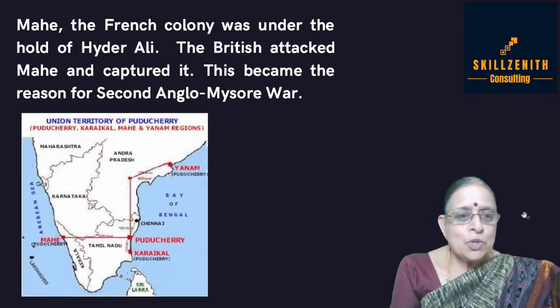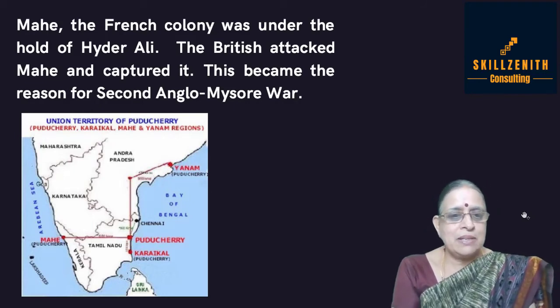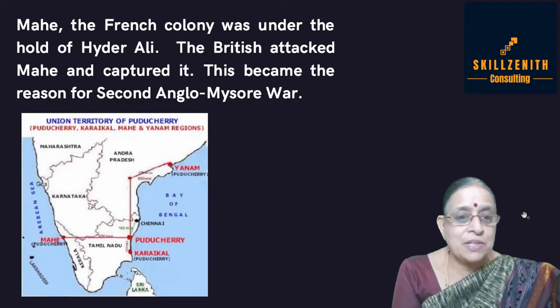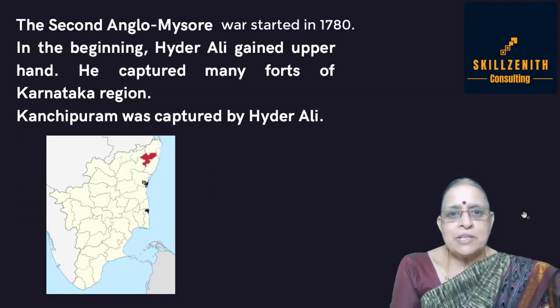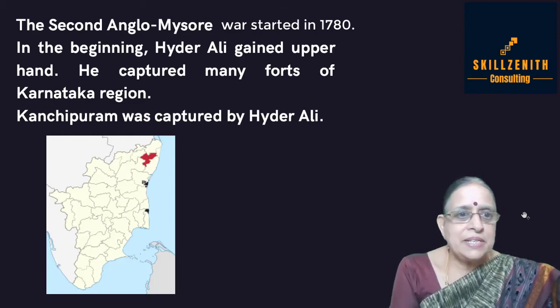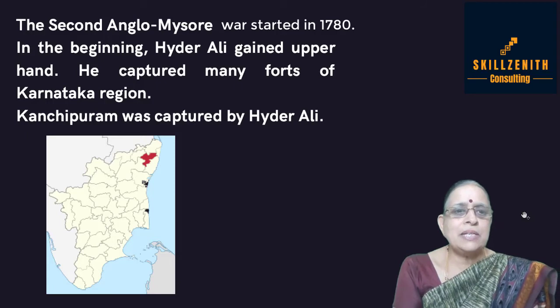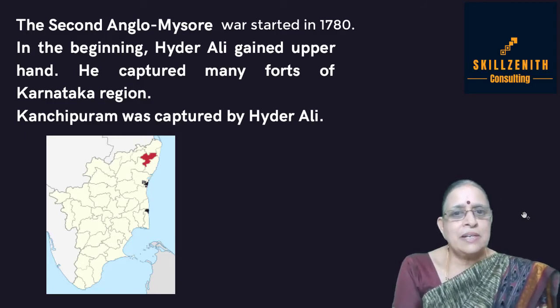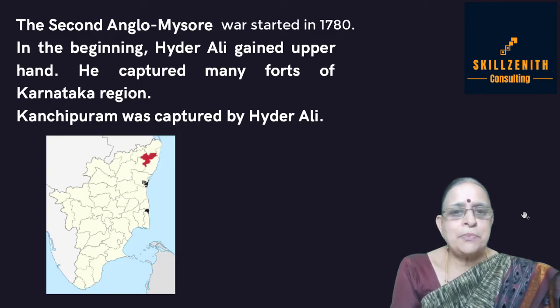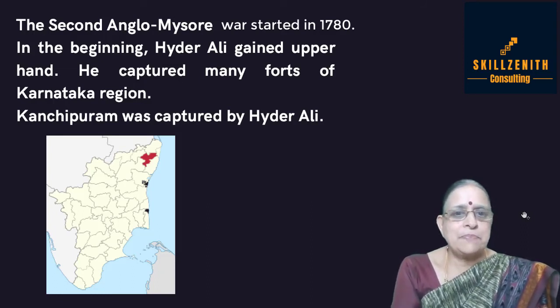Most of the places mentioned in the wars are either on the western coast or the eastern coast, because they were the centers of attraction for trade activities. The Second Anglo Mysore War started in the year 1780. In the beginning, Hyder Ali gained the upper hand. That means in the initial stages he was successful. He captured many forts of the Karnataka region.